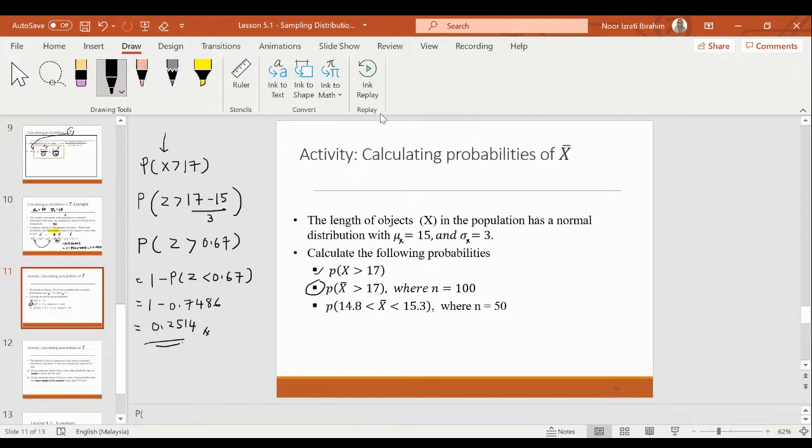The second question here: find the probability that X bar, the sample mean, is greater than 17, where n is 100. So this one is not X, this is X bar. For X bar, we still want to use the standard normal distribution table, so we have to transform this X bar to become Z. How? It will be X bar 17 minus mean 15 divided by standard deviation of X bar, which is 3 divided by square root of 100. So here, 17 minus 15 is 2. This will be Z greater than 6.67.